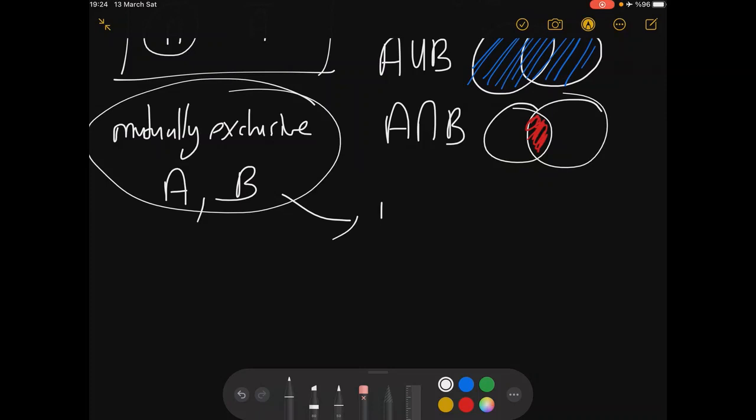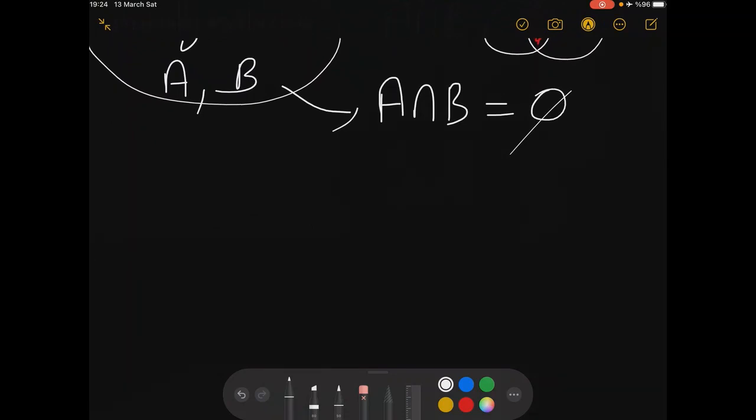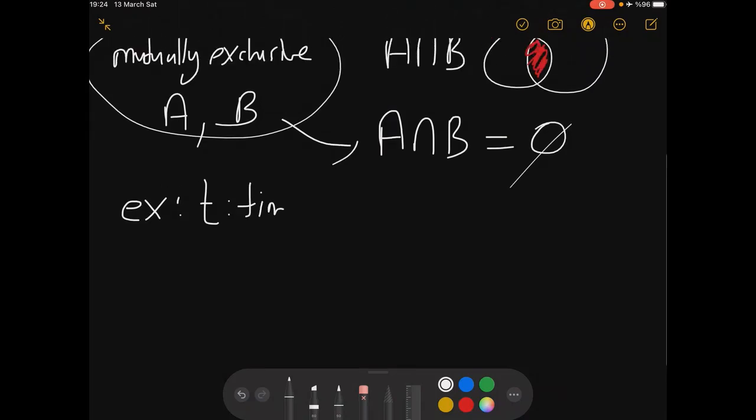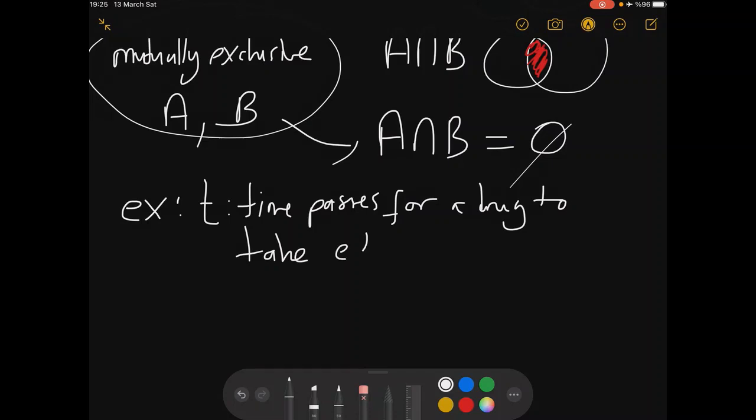And how can we represent this case? Your A intersection B would be equal to the empty set. Okay, now let's just try to work on an example together. For example, we're talking about time. Okay, time that passes for a drug to take effect in blood, for example.